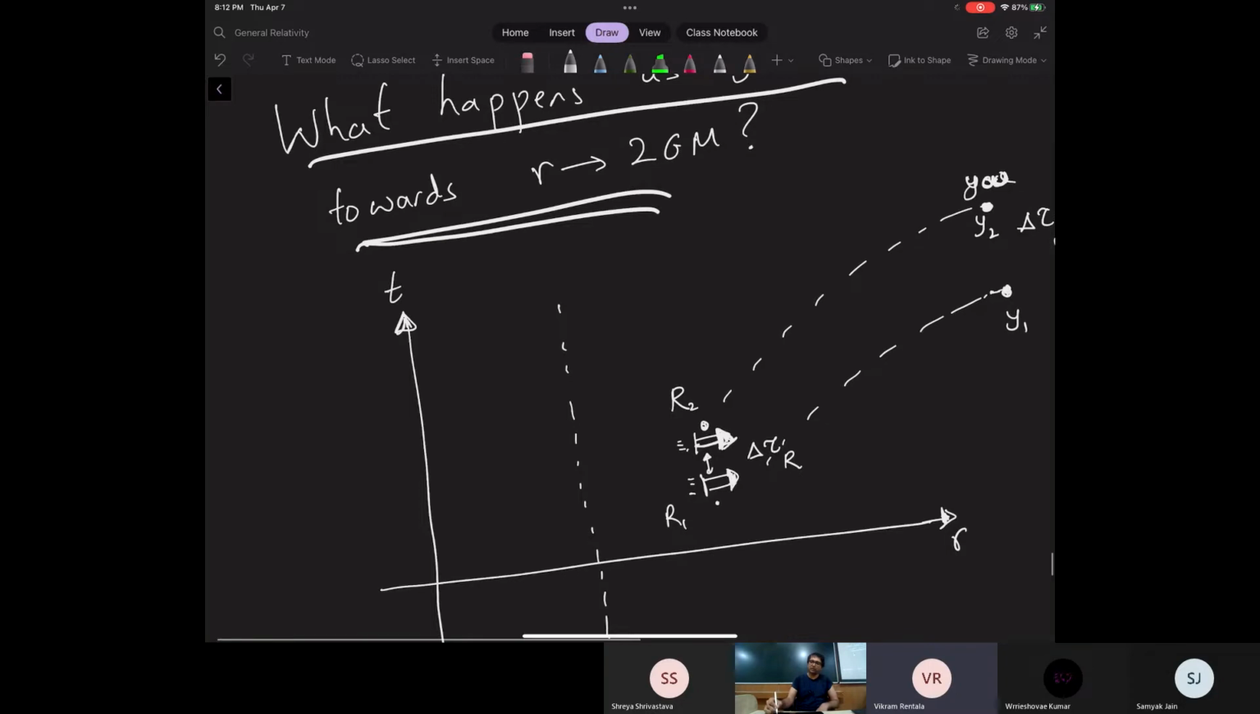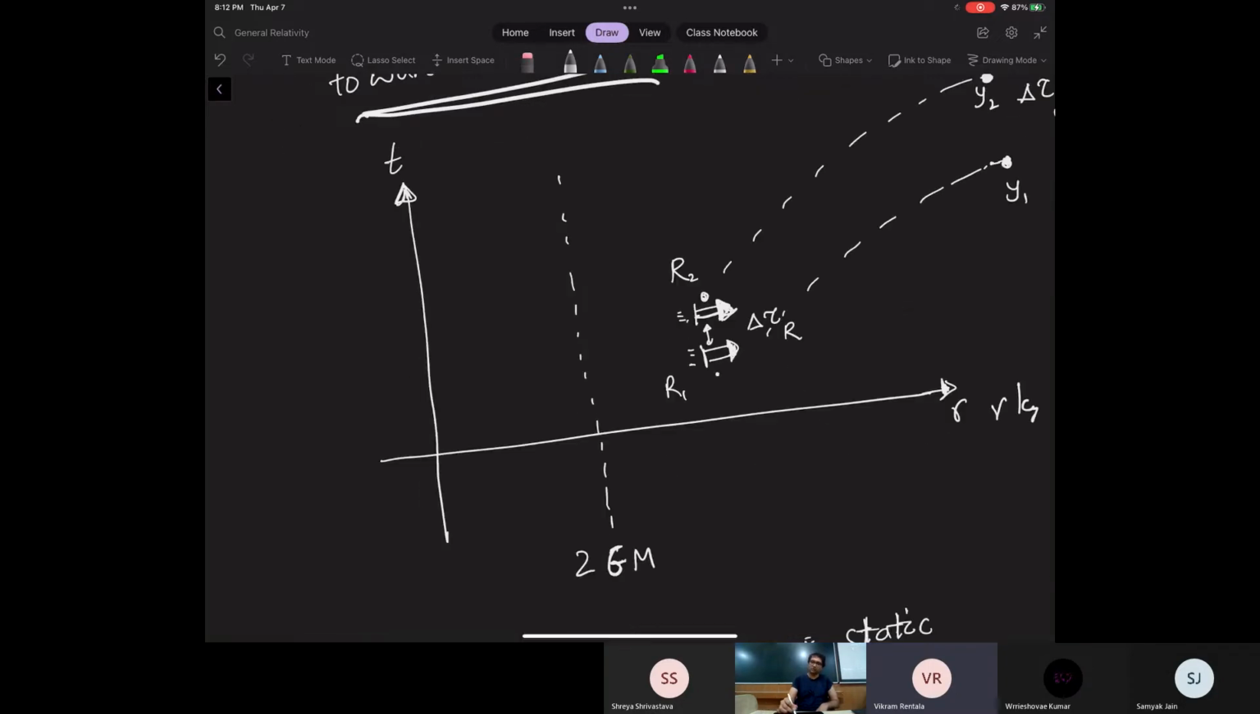You are at very large r. And this is time, your time coordinate. This is r equal to 2GM, the critical value. And let's be kind to our roommate and not just throw them in. Let's give them a rocket ship so that they can accelerate and stay hovering above this surface.